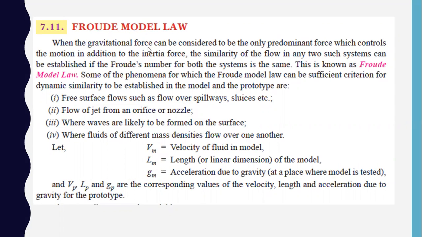In the Froude model, when the gravitational force can be considered to be the only predominant force which controls the motion in addition to the inertia force, the similarity of the flow in any two such systems can be established if the Froude number for both systems is the same. This is known as the Froude model law. So in the last case, the Reynolds number of the model and the Reynolds number of the prototype will be the same, which is the Reynolds model law. Here the Froude number of the model and the Froude number of the prototype will be the same, which is the Froude model law.